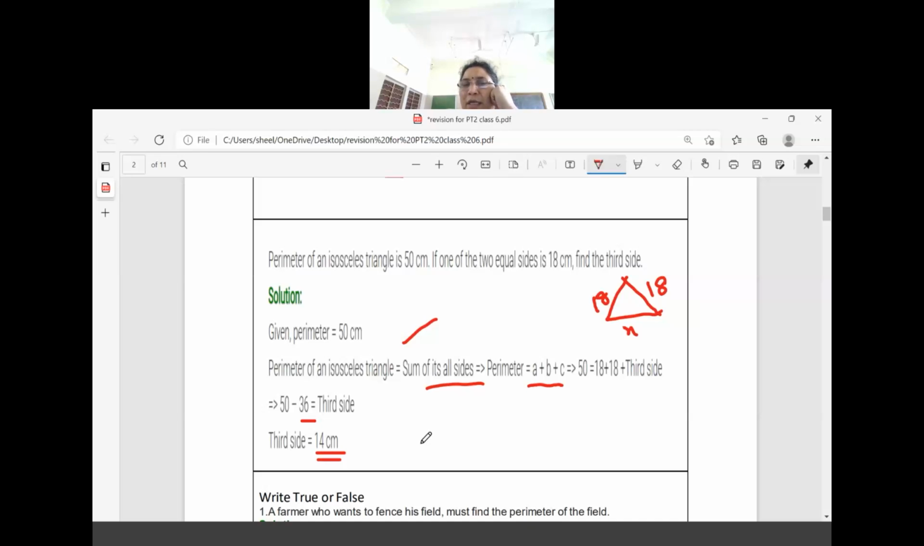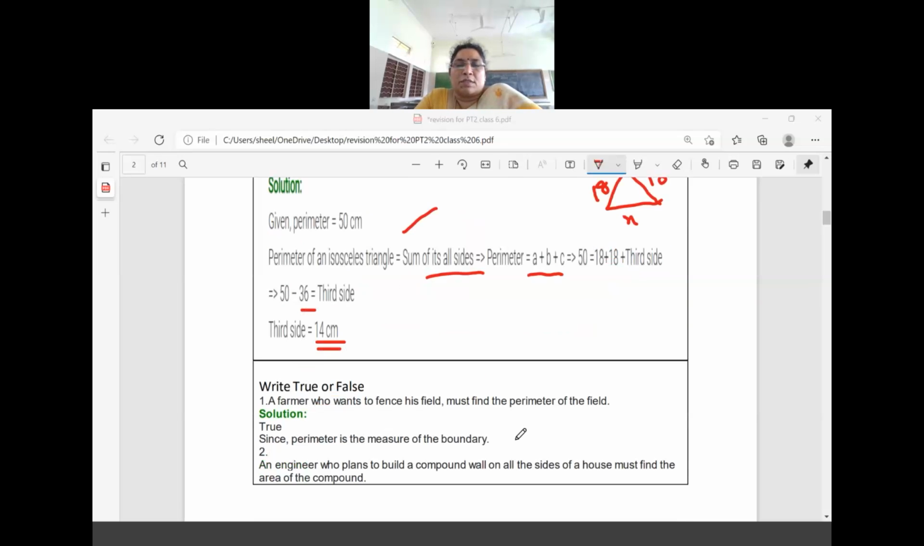So what is given in the question? The perimeter of an isosceles triangle is 50 centimeter. One of the two equal sides is 18. So from the diagram itself, you have seen 18 and 18, two equal sides. The third side is unknown, but the total perimeter we know. What is the total perimeter? 50. So from 50, we should subtract the sum of these two sides, right? So the sum of these two sides means 18 plus 18, it is equal to 36. So 50 minus 36 is equal to 14. So here also perimeter is given and asked for the third side, right?